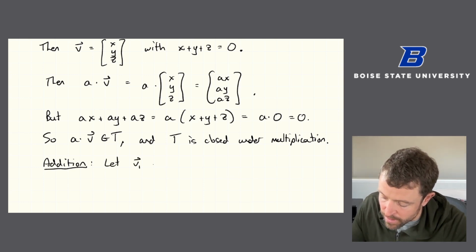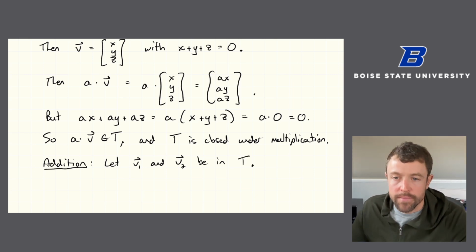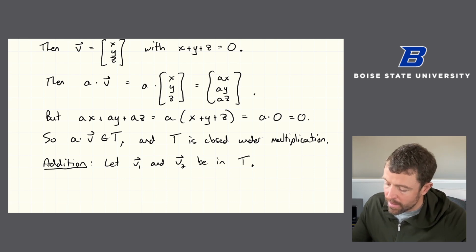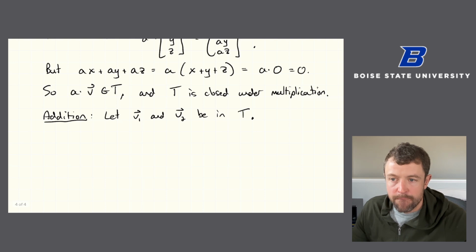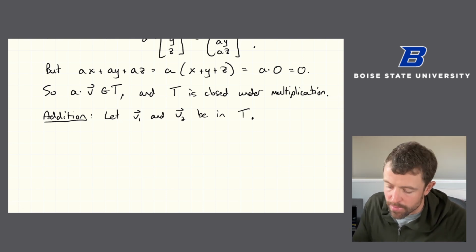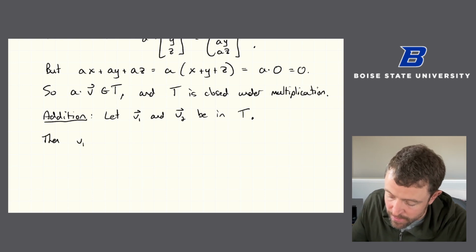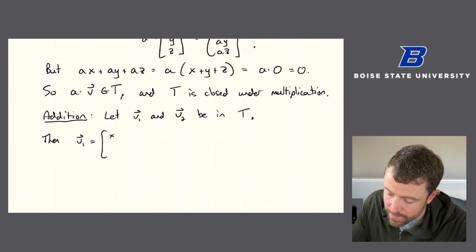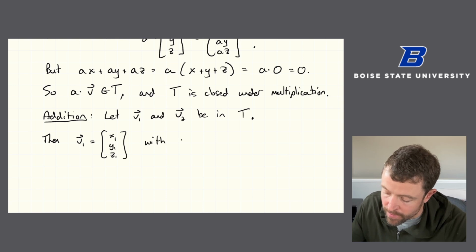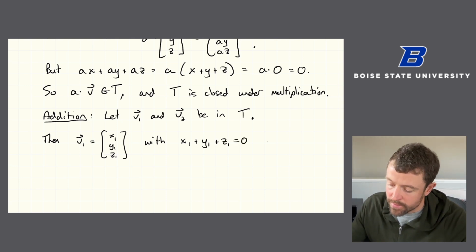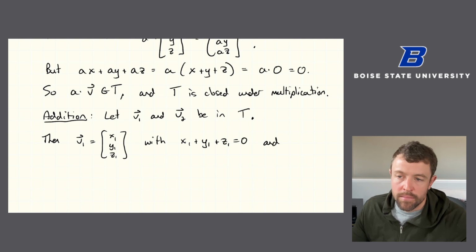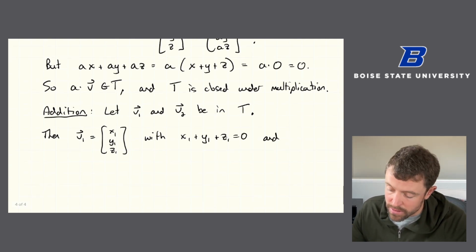And I'm going to call them v1 and v2. I could have called them v and w, that would be fine. But I'm taking any two vectors in the set. And again, I have to then say, well, these have properties. If v1 is in the set, then I can write it in the form x1, y1, z1, such that these three coordinates add to 0. But I can also write v2 in the same form.